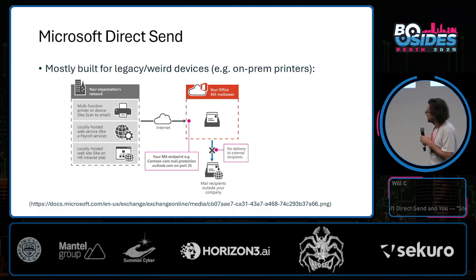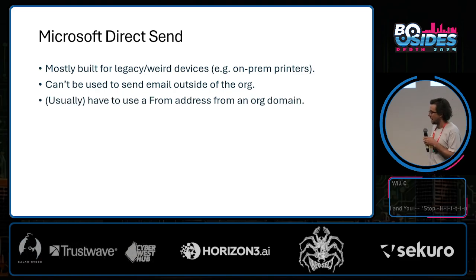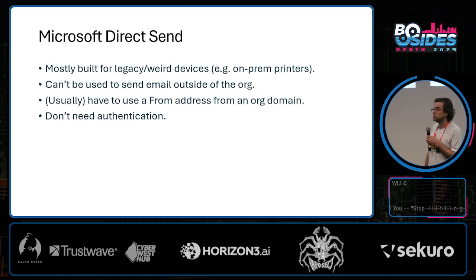This is basically how Microsoft define it. You have your on-prem network. There's something old, or think of your printer, that wants to send an email. It will actually chat to the cloud and send it out on a specific port, on a specific endpoint. This can't be used to send email outside the organisation. This is only for internal use. You usually need to specify a from address from that organisation, from a trusted domain. And you don't need any authentication to do this.